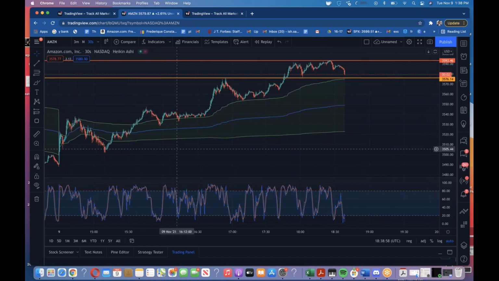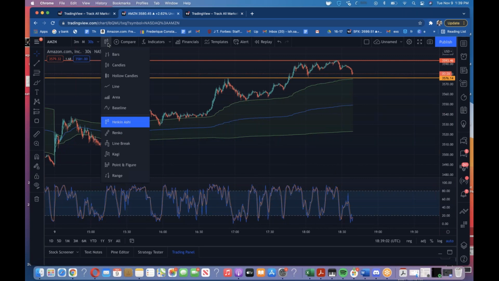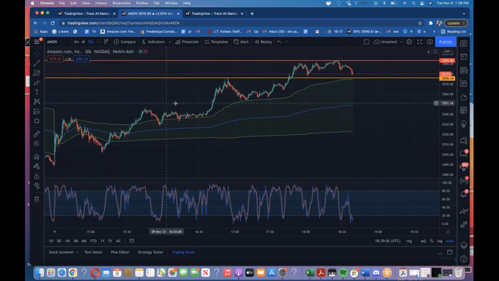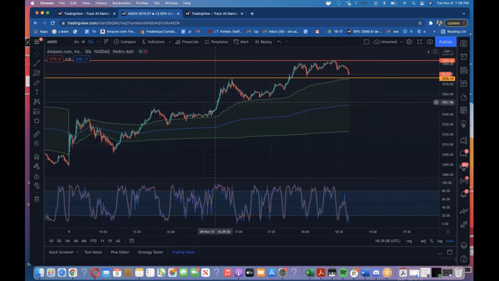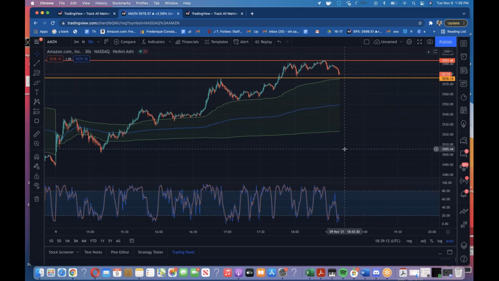The last big thing I have on here is Heikin-Ashi candles. You can do that by clicking right here and just clicking Heikin-Ashi. This is very similar to the swing setup. The biggest difference here is we have VWAP installed, and VWAP gives us a lot of information about what the price is doing intraday.